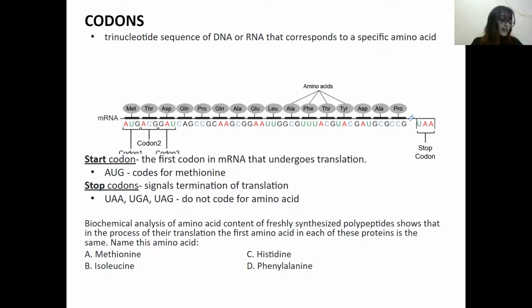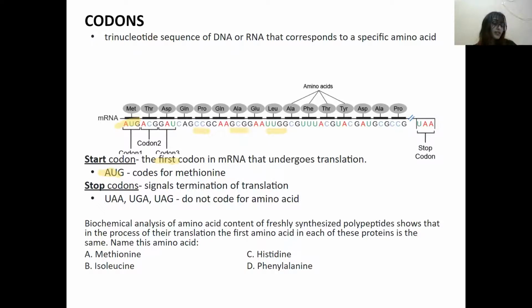So here you can see they are all in 3s. They are composed of 3 nucleotides, and these 3 nucleotides code for a specific amino acid. So there is the start codon, which is the first codon in mRNA that undergoes translation, and it is always AUG. Here you can see AUG in the mRNA, it is at the very start, and it codes for methionine.